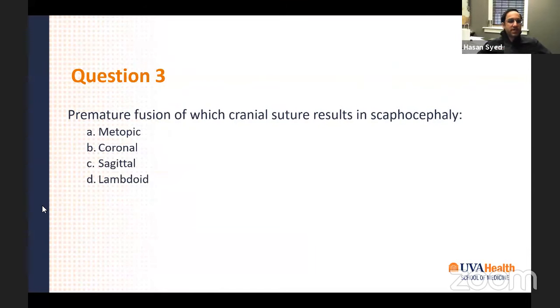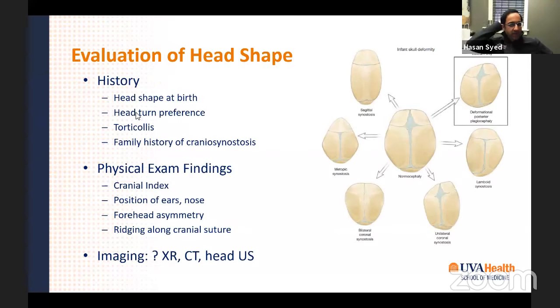So question 3, premature fusion of which cranial suture results in scaphocephaly? All right, people feel free to answer in the chat box. One says C, 2 C's. Yeah, so 3 C's. Great. Sagittal, a bunch of C's, Hasan. That is absolutely correct.